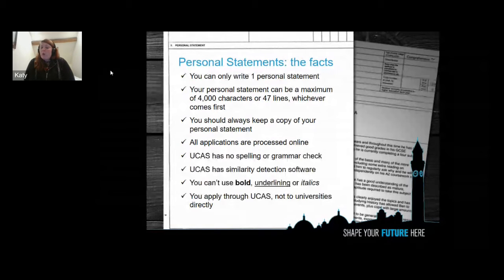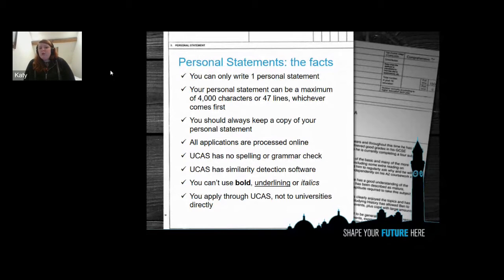So make sure you don't copy a personal statement that you've perhaps read online, or maybe if you're looking at your friends', and you don't copy it, because we will be able to tell. And that's something that could end up as you being rejected if it's too similar. You also can't use bold, underlining or italics.